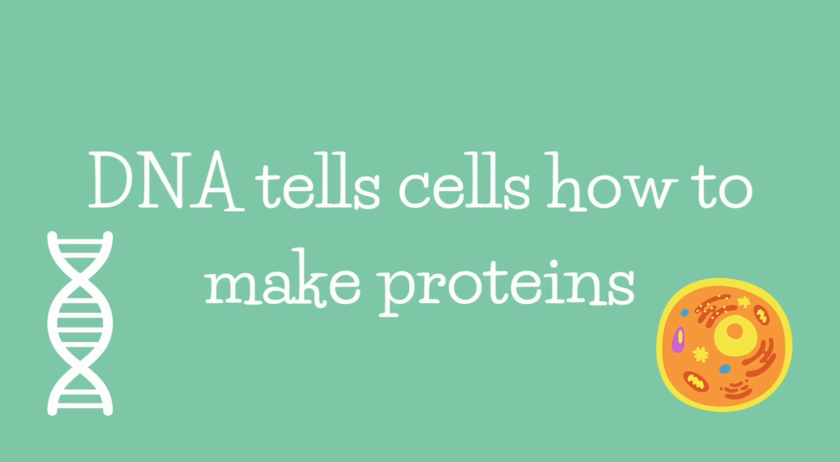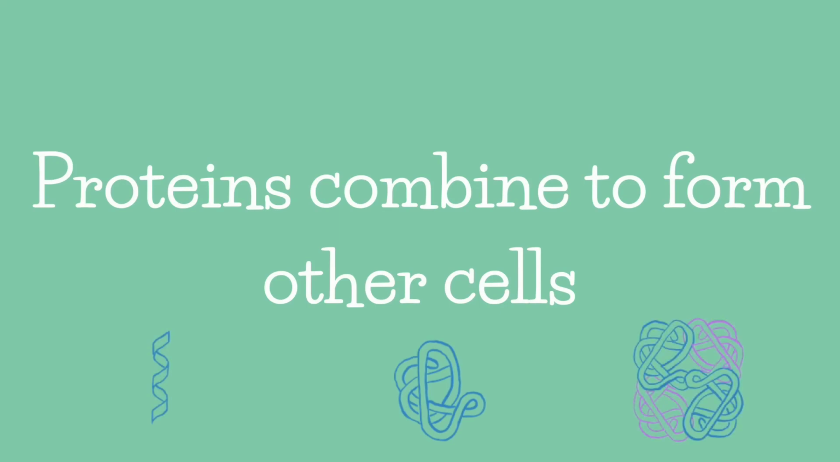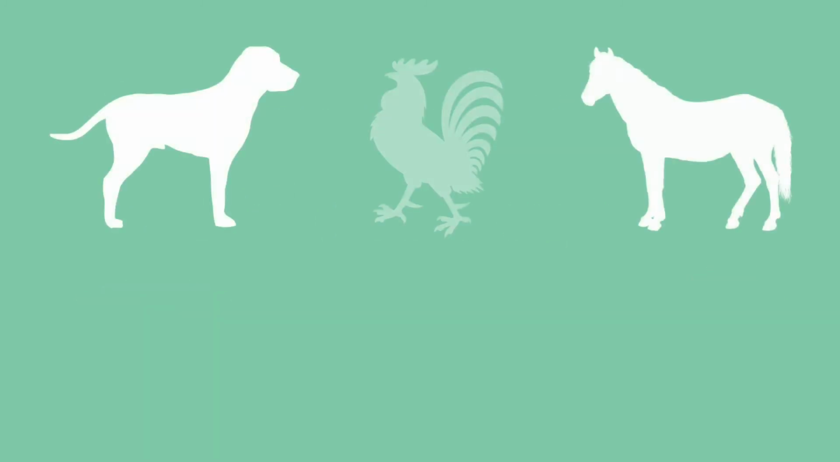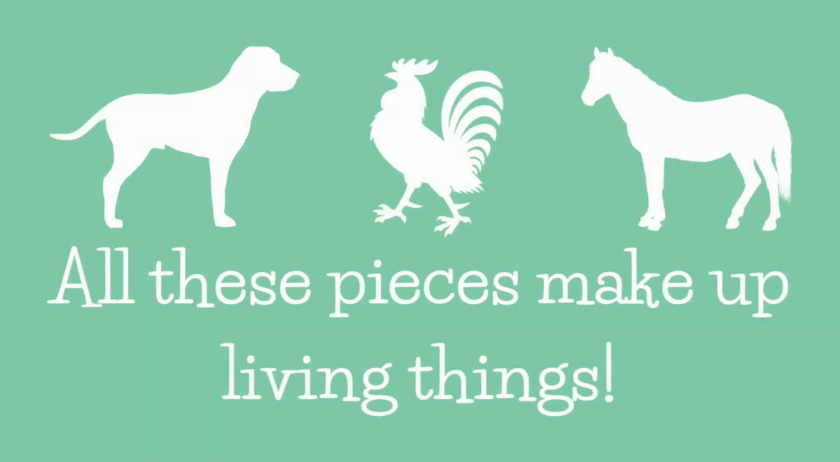So DNA tells cells how to make proteins, and then proteins can contribute to form other cells, and cells then act together to make up tissues, which then form organs like your stomach or your heart or your brain. And all of these different pieces, dictated by the information contained in DNA, make up living things.